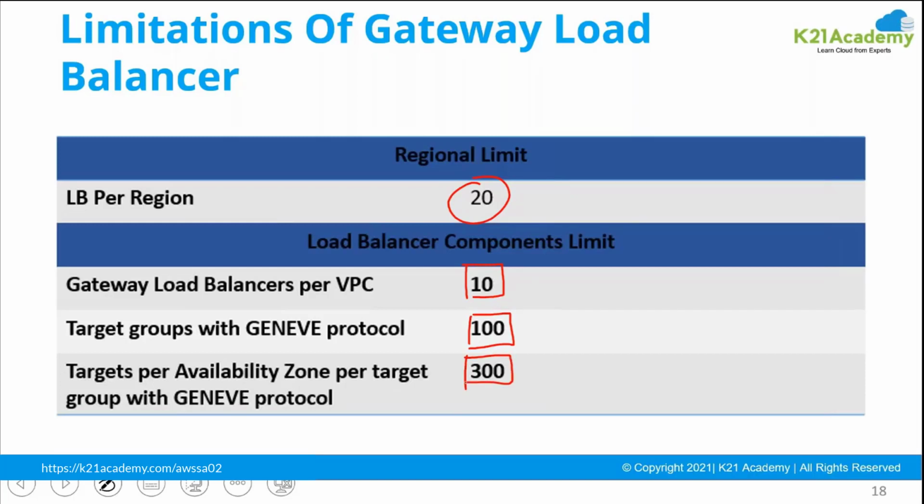This is the difference between the target groups with Geneve protocol and target groups per availability zone per target group with Geneve protocol. So per target group, you can have 300 targets that can be registered inside a target group. So you can have 100 target groups, and inside one target group, you can have 100 targets that can be connected. So these are the 4 different types of load balancers that we have.